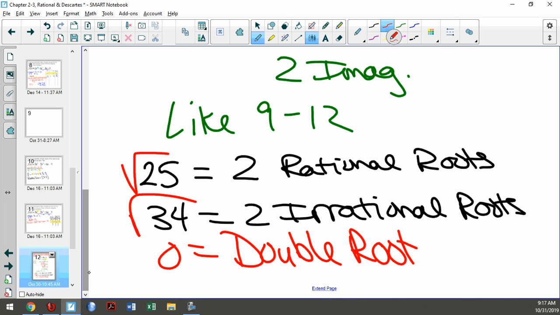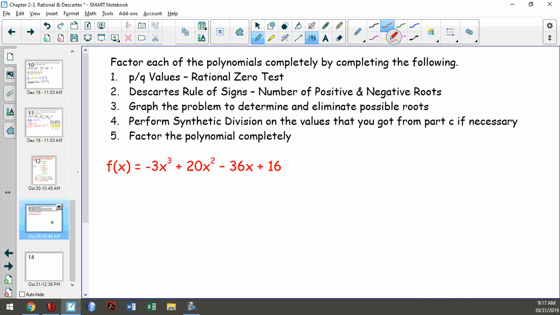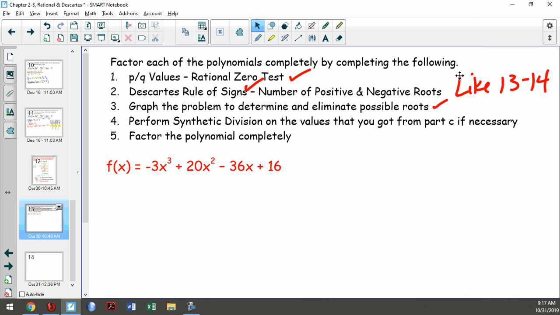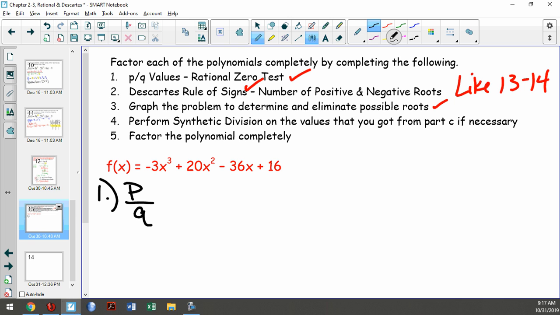All right, with that being said, that is going to bring us to our last type of example, and this right here is going to be literally problems 13 and 14. This is just like 13 and 14. Now, what I want you to do is P over Q, then do Descartes, then graph it to eliminate, and then perform synthetic division. So if we were to do P over Q, let's do number 1.